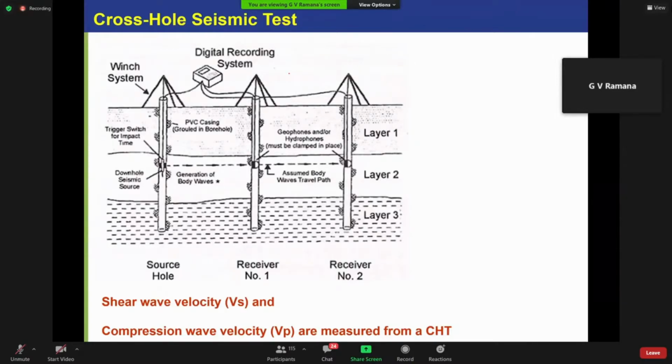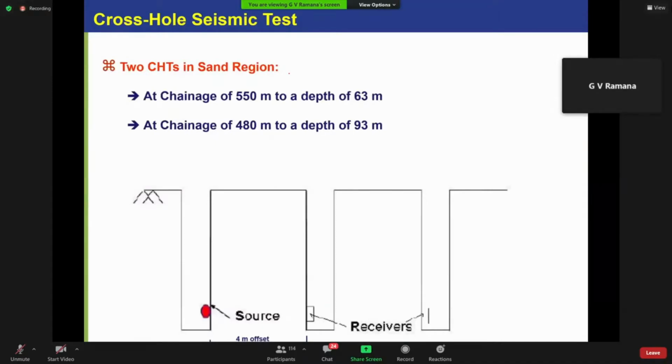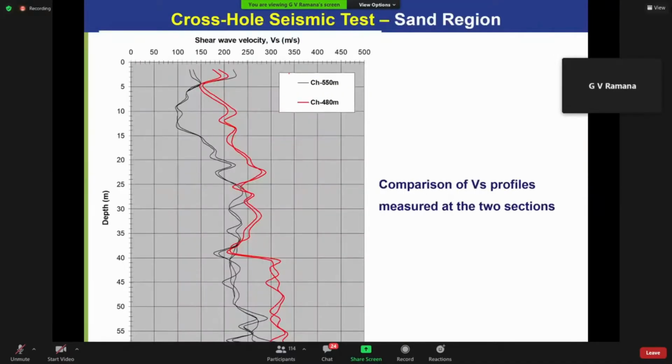Another best part is we did 2 crosshole seismic tests by Fugro. One is for 63 meter, the other one is for 93 meter depth. I'm showing the results directly at the 2 chainages. This is at chainage 480, which is 63 meters. The other results are on the lower side, at another chainage only 70 meters away. But the depth of the borehole there is 93 meters.